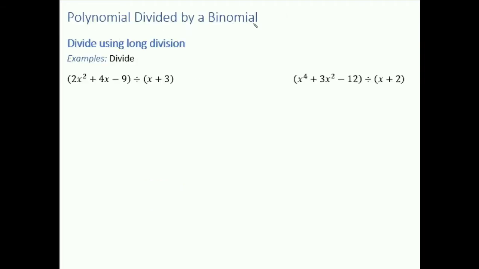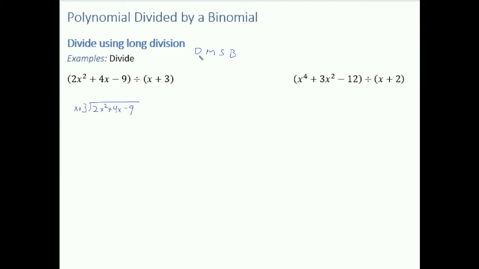Polynomial divided by a binomial. In fact, for this first part using long division, it doesn't necessarily have to be a binomial. It could even be a trinomial. And if you remember long division, we would divide and then multiply, then subtract, and then bring down. That's the process we're going to follow here. So let's set up this division problem. This is going to be x plus 3 divided into 2x squared plus 4x minus 9.